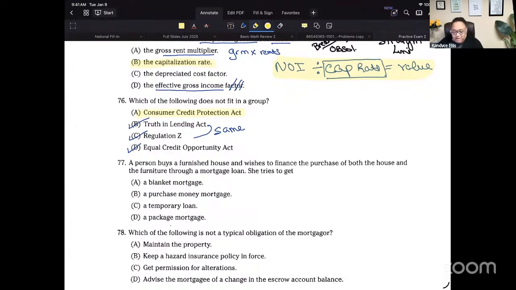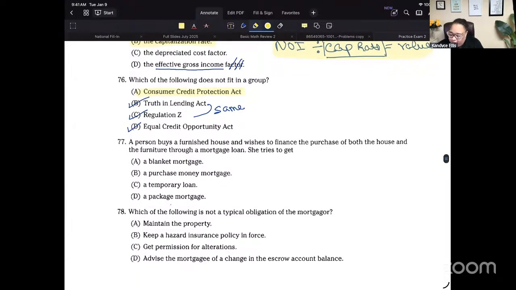All right, 77. A person buys a furnished house and wishes to finance the purchase of both the house and the furniture on the mortgage loan. She tries to get... So yes, you have the answers there in front of you. But if you know the answer, then go ahead and, even before you read, like when you read the question, you're like, oh, I know this. If you know that vocab word, then go ahead, write it down, and then look to see if you have something that matches. But our options are a blanket mortgage, a purchase money mortgage, a temporary loan, or a package mortgage.